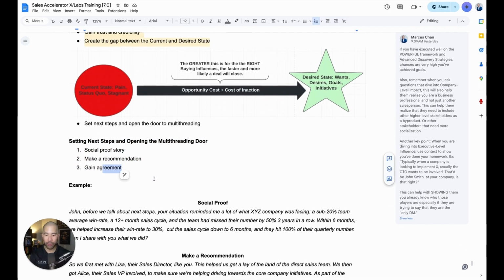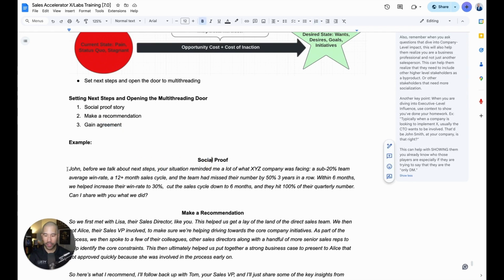So as an example here, let's just say you have 10 minutes before the meeting is ending. This is where you insert the section right here. So first you start with social proof.